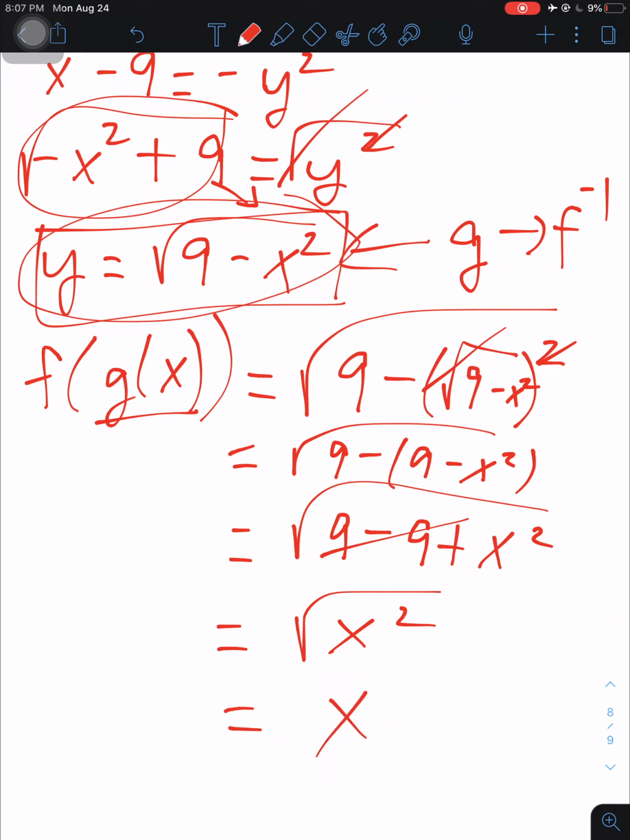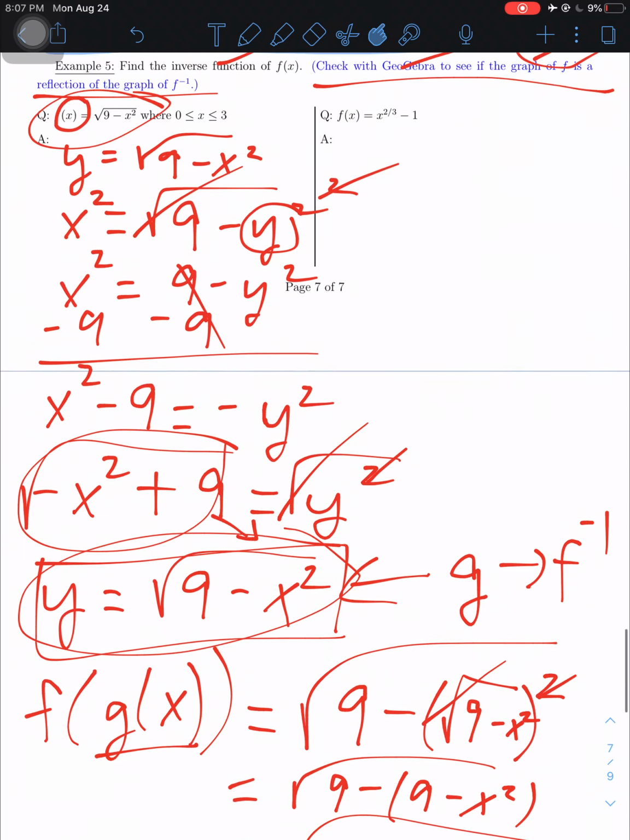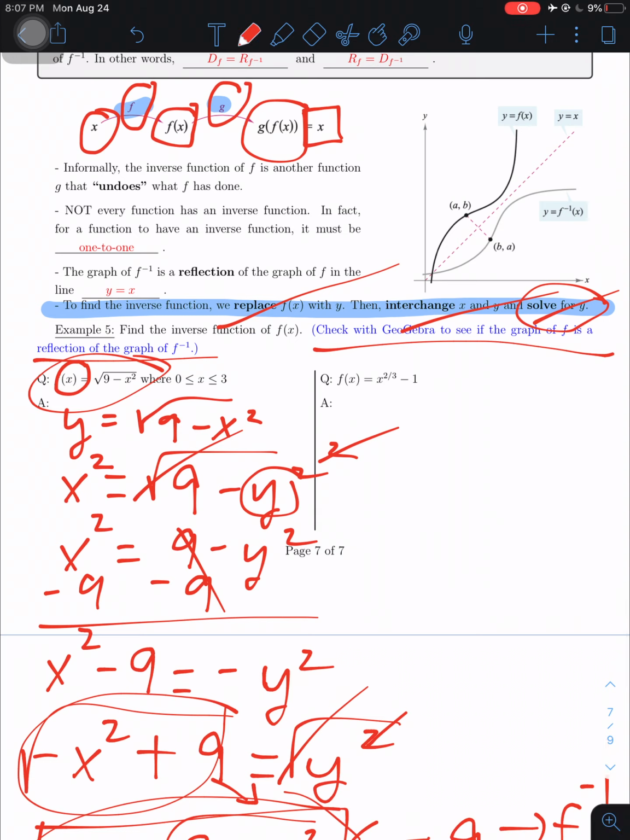Some of you may ask, well, I have the square here, so why don't I have a plus and minus? I'm going to tell you, we're not going to have the plus and minus here. We only have the plus value. Why? Because if you look back at the problem, there's one piece of information we haven't talked about. This one: x must be between 0 and 3. That means x must be positive, right? That's why I disregard the case when x is negative.